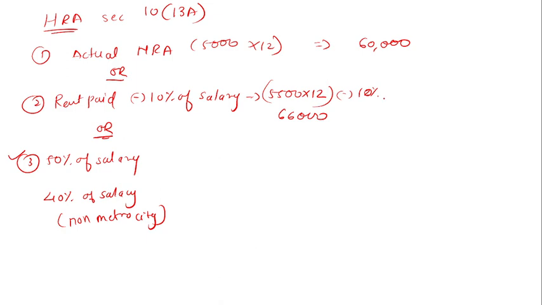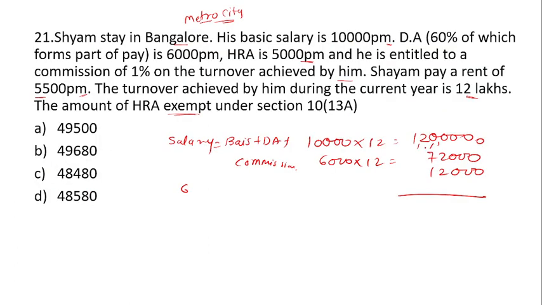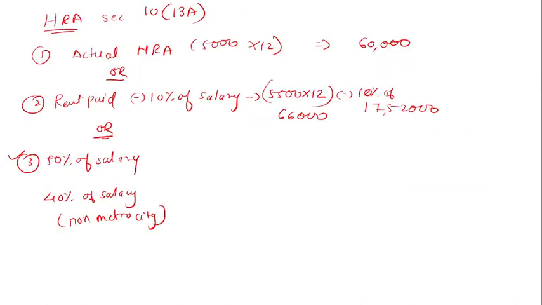Then minus 10% of the salary, and we will get a salary of 17 lakh 52,000. When we get the total, 10% of that is 1,75,200... so 10% is 17,520. So 66,000 minus 17,520, we will get 48,480 amount. Okay, that is the second condition.